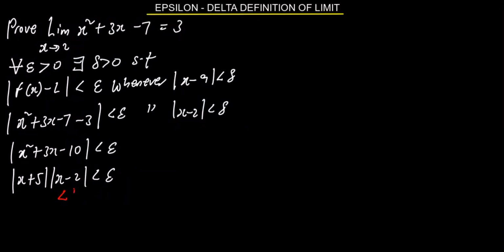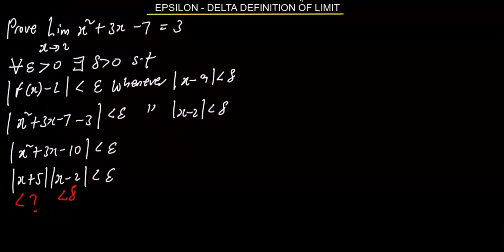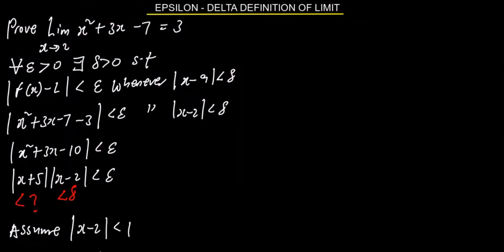But the question is, what is this other factor less than? We don't know. Let me say it's less than question mark. Let us know what x plus 5 is less than. And for us to know what the absolute value of x plus 5 is less than, we are going to place an assumption that the absolute value of x minus 2 is less than a small value, let's say 1.